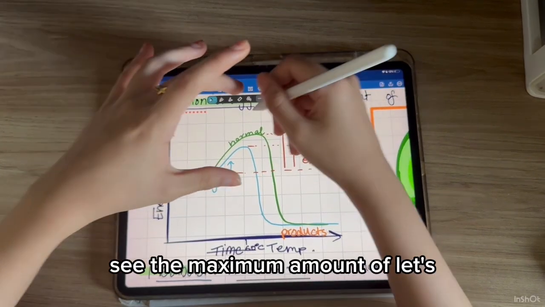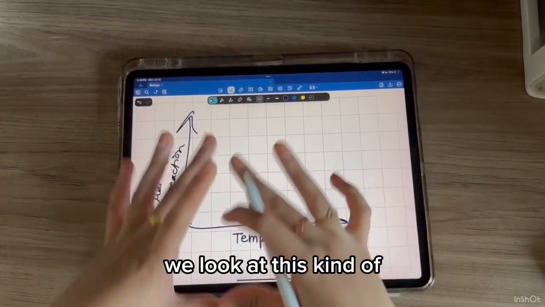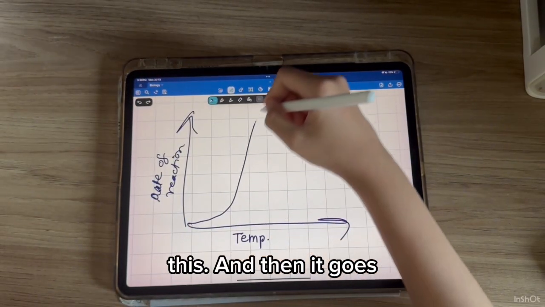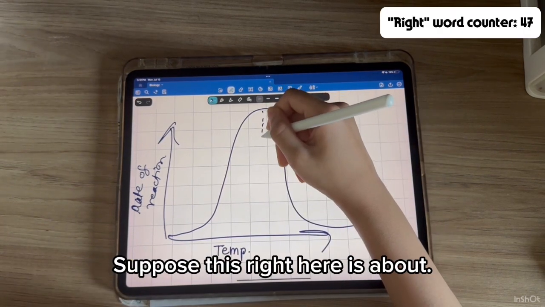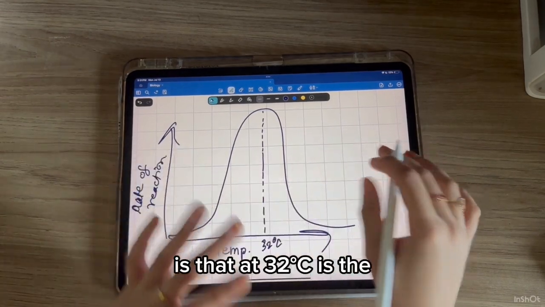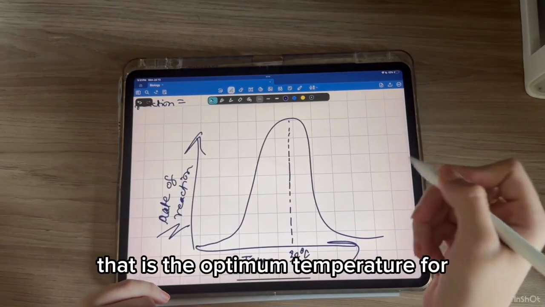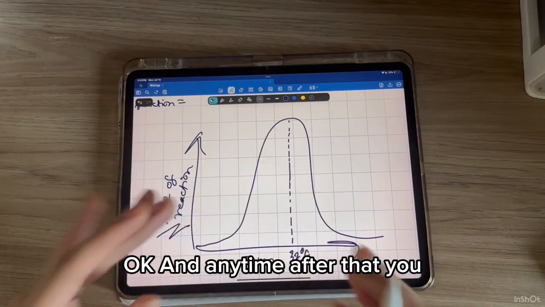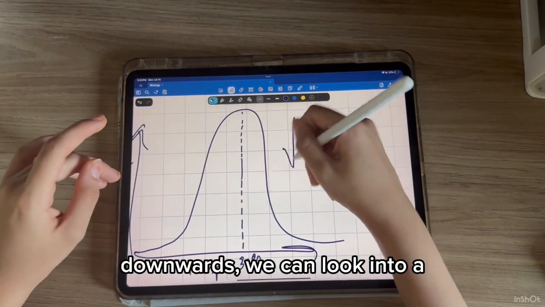Now you see the maximum amount of, let's get rid of energy. When we look at this kind of graph, usually it looks like this, and then it goes down, okay? So what happens over here? Suppose this right here is about 32 degrees Celsius. At 32 degrees Celsius is the highest rate of reaction, which means that is the optimum temperature for that particular enzyme to work upon, okay? And any time after that, you can see it's going downward.